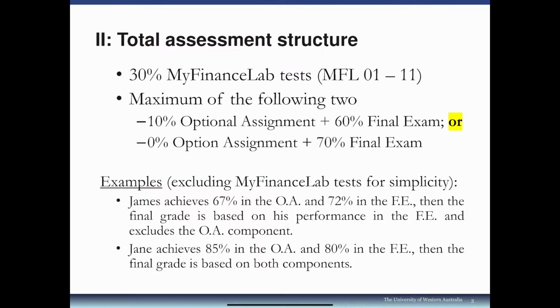So here, the assignment is completely optional. You can do it. You don't have to do it. If you did well and if you did better than your final exam, it will count 10%. But if your final exam actually outperforms your optional assignment, then your final exam weighs 70%. All right, so you'll be better off with the current structure.